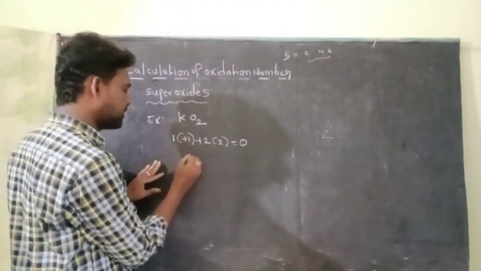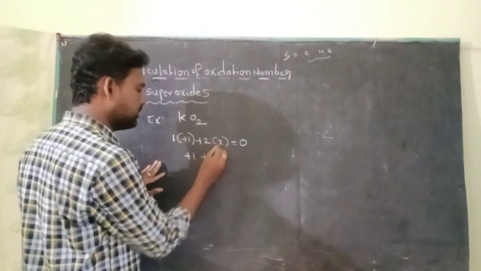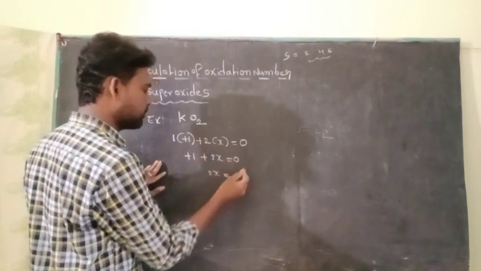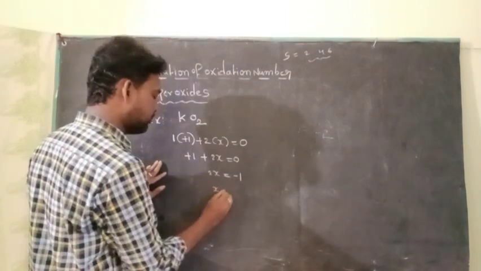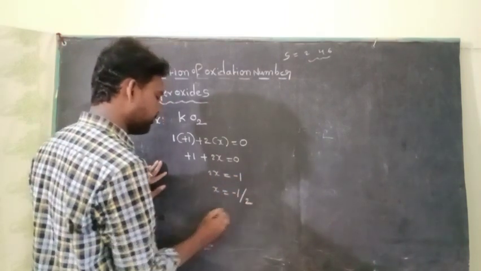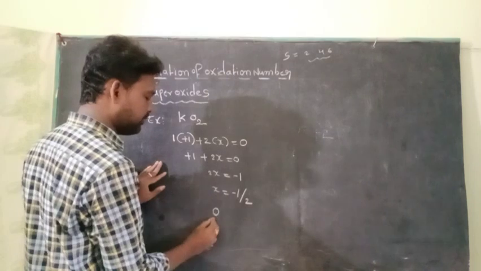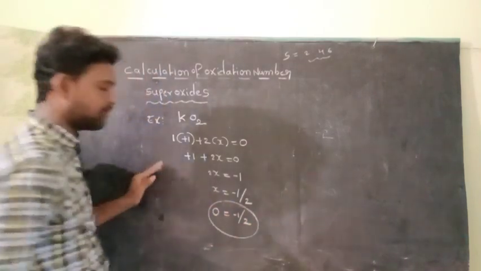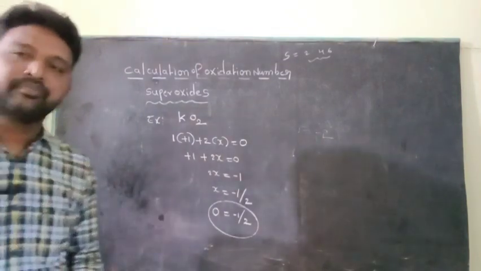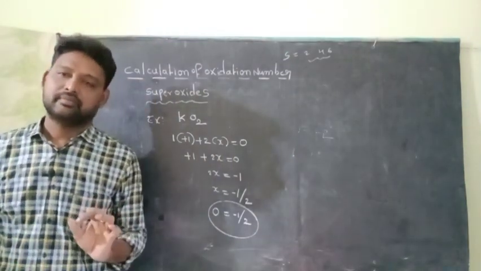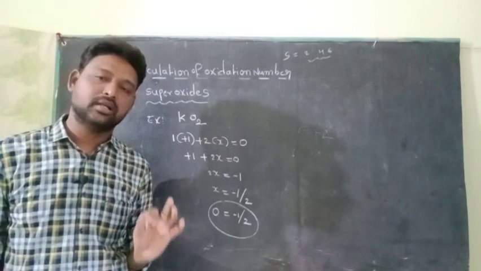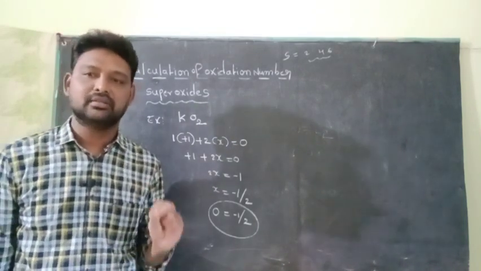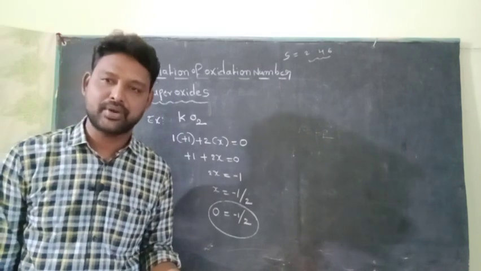So 1 into +1 plus 2 into x equals 0. So 2x equals +1 after minus 1, x equals -1/2. So x, the oxidation number of oxygen, is -1/2. That is not a peroxide, that oxygen is a superoxide.